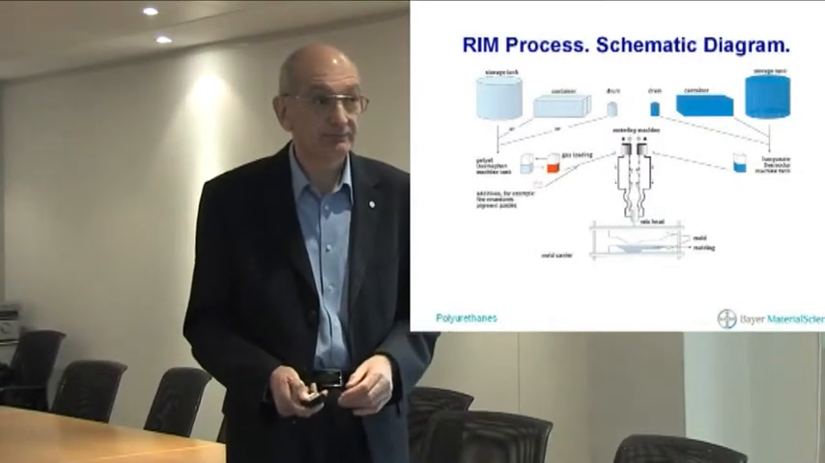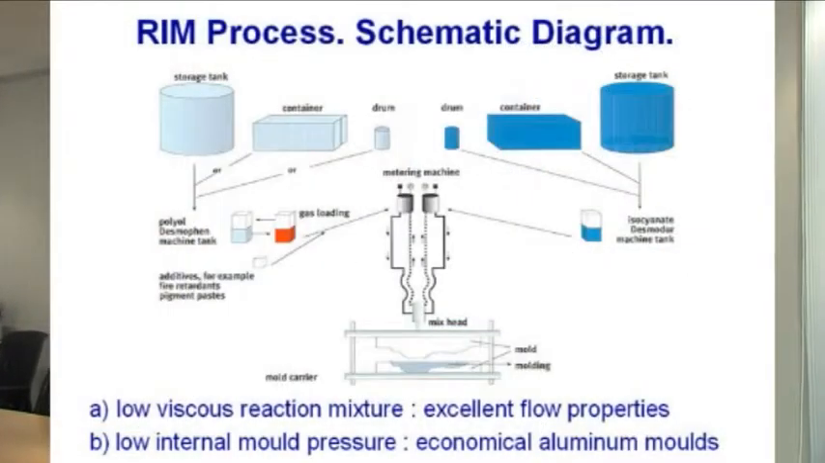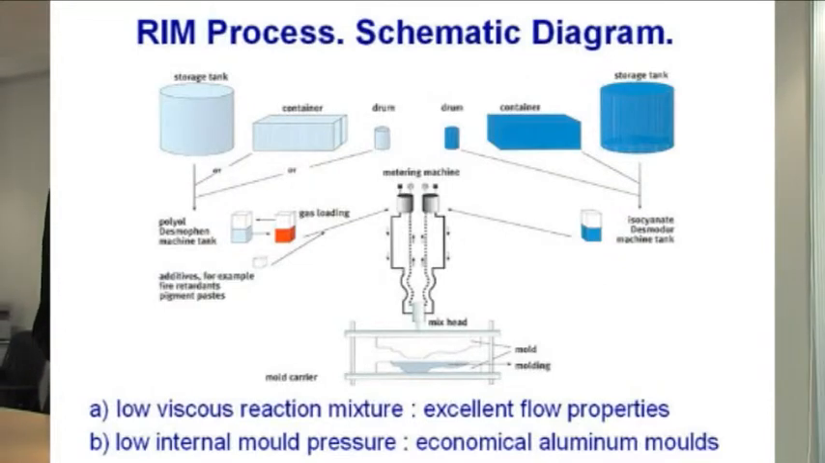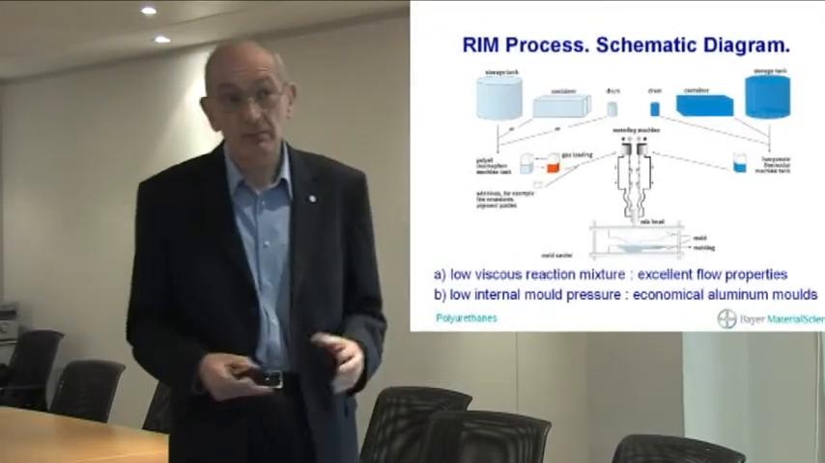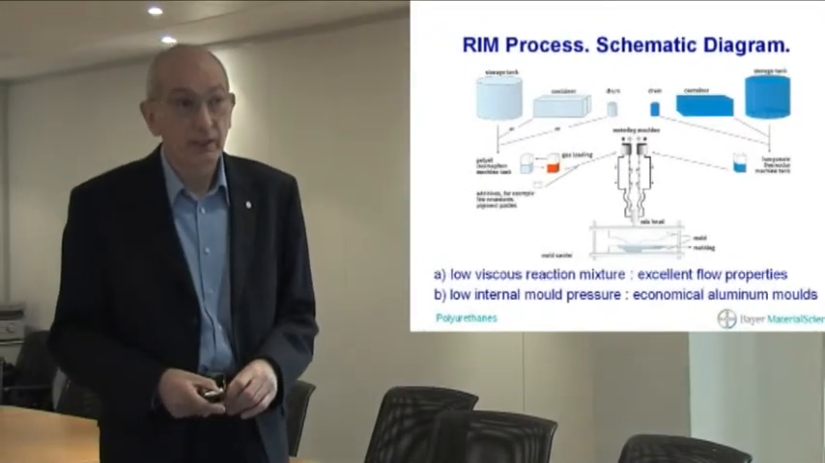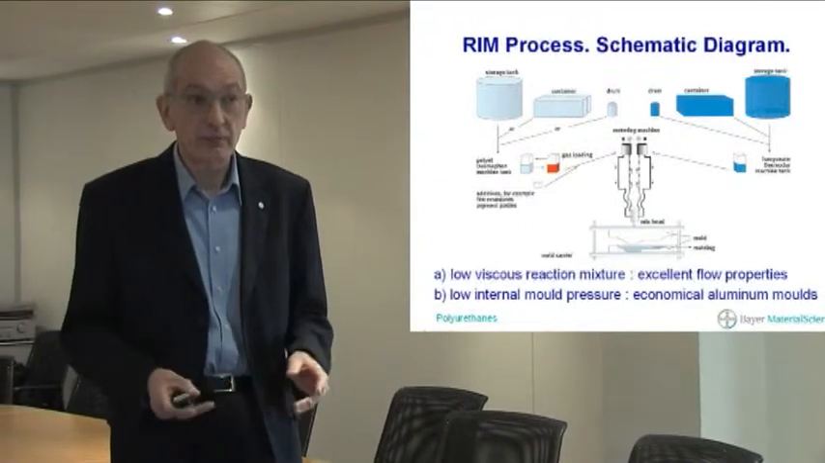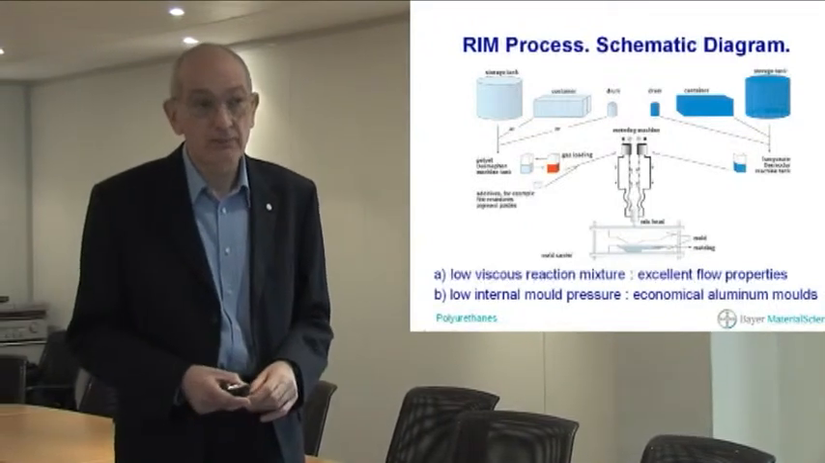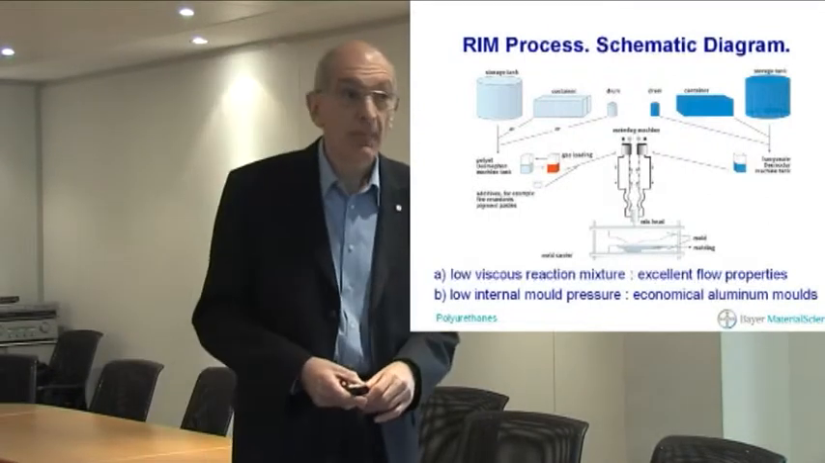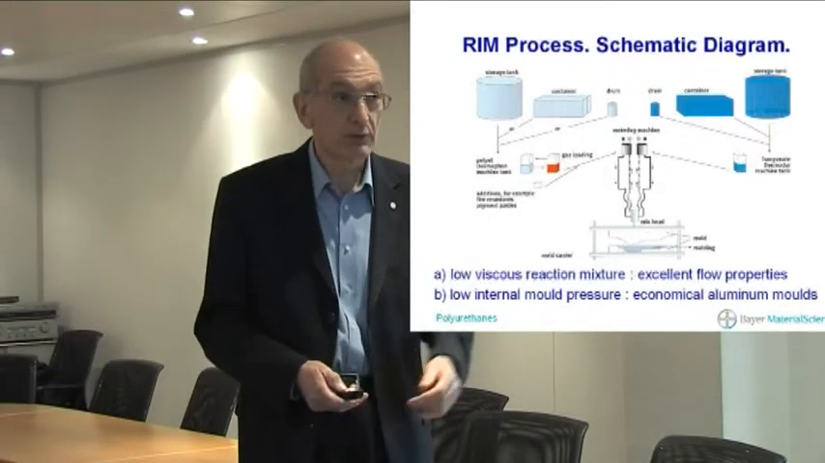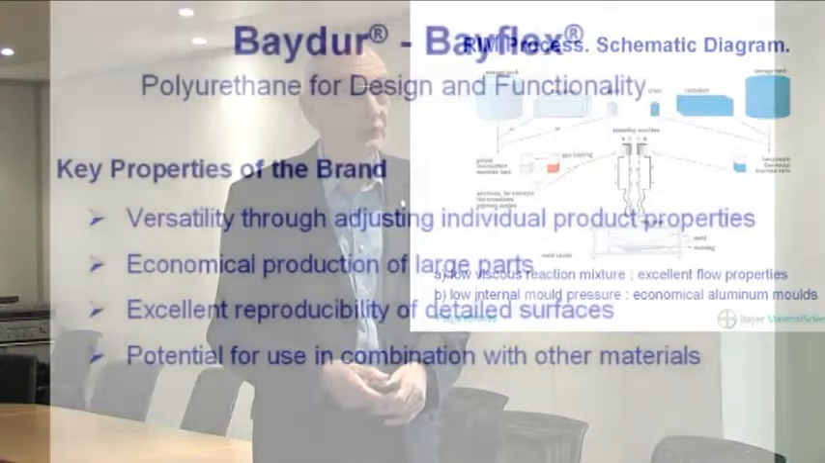So we have a low viscosity reaction mixture, which results in excellent flow properties, and a low internal mould pressure compared to conventional injection moulding, which means that we can use economical aluminium moulds or sometimes even epoxy resin moulds for prototype work, and silicon rubber moulds, as you'll see later, for certain applications.